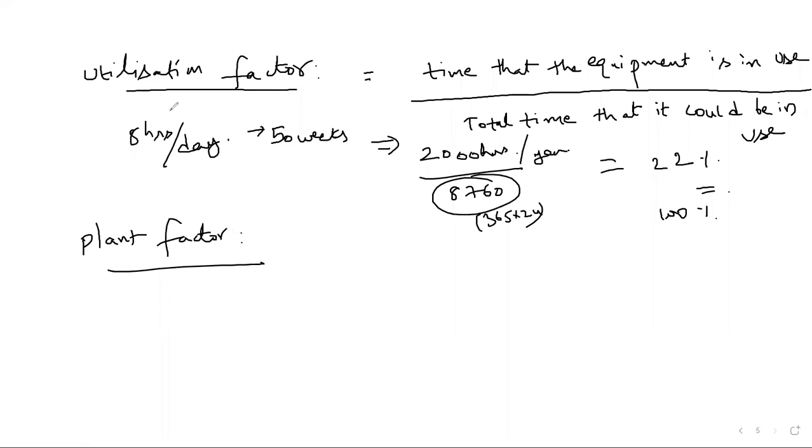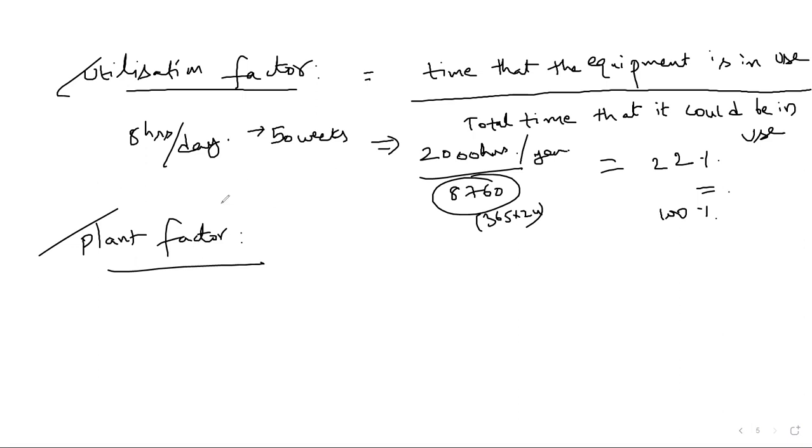These are the generalized definitions: utilization factor, plant factor, loss factor, coincidence factor. These are the general definitions, but the most important ones you need to understand are demand factor, load factor, diversity factor. Very much important. Next, plant factor.